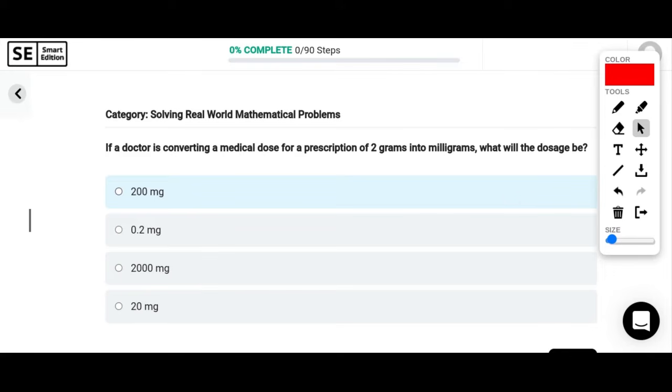Okay. If a doctor is converting a medical dose for a prescription of 2 grams into milligrams, what will the dosage be? Okay, so I'm going to teach you a quick little mnemonic phrase that might help you when we're talking about these types of conversions with the metric system. So what I have always used is King Henry died while drinking chocolate milk.